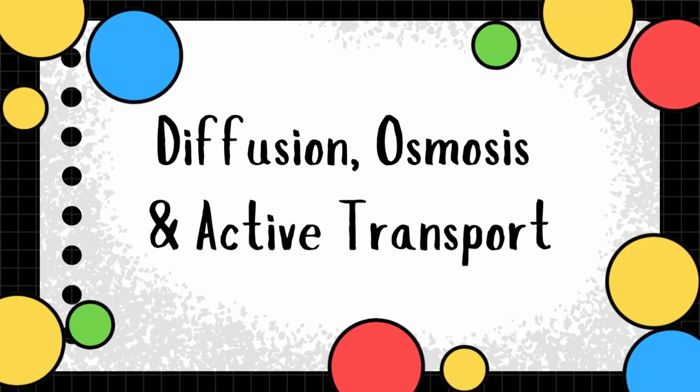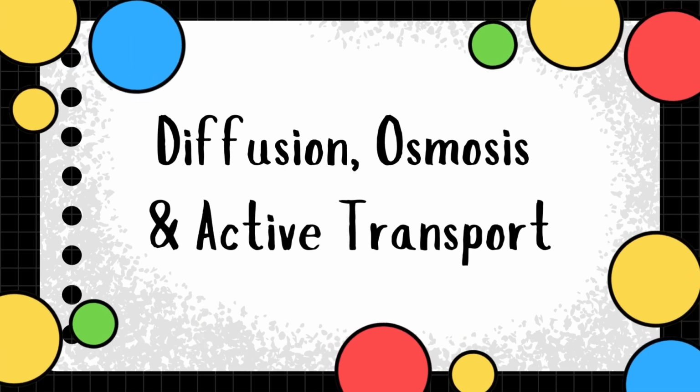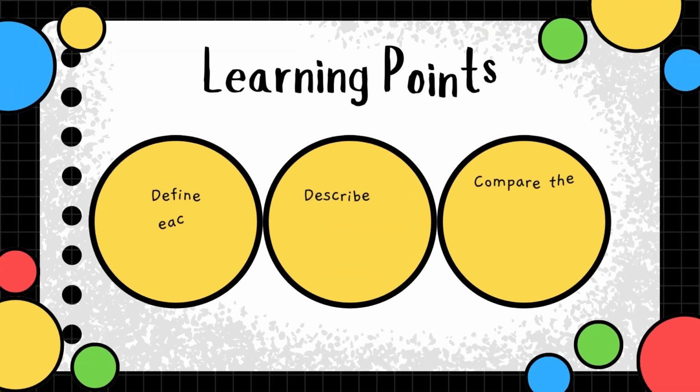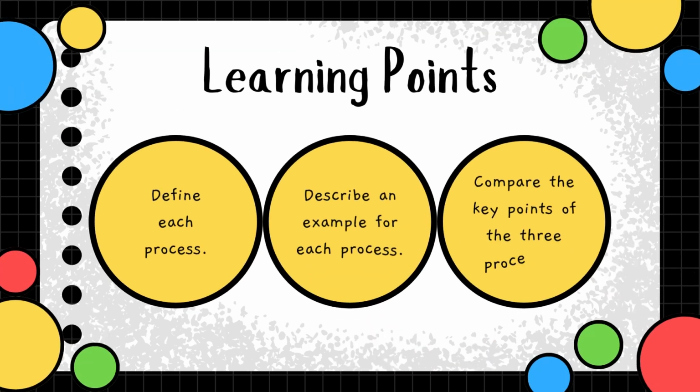Diffusion, osmosis and active transport. Now let's see the learning points. Define each process. Describe an example for each process. Compare the key points of the three processes.